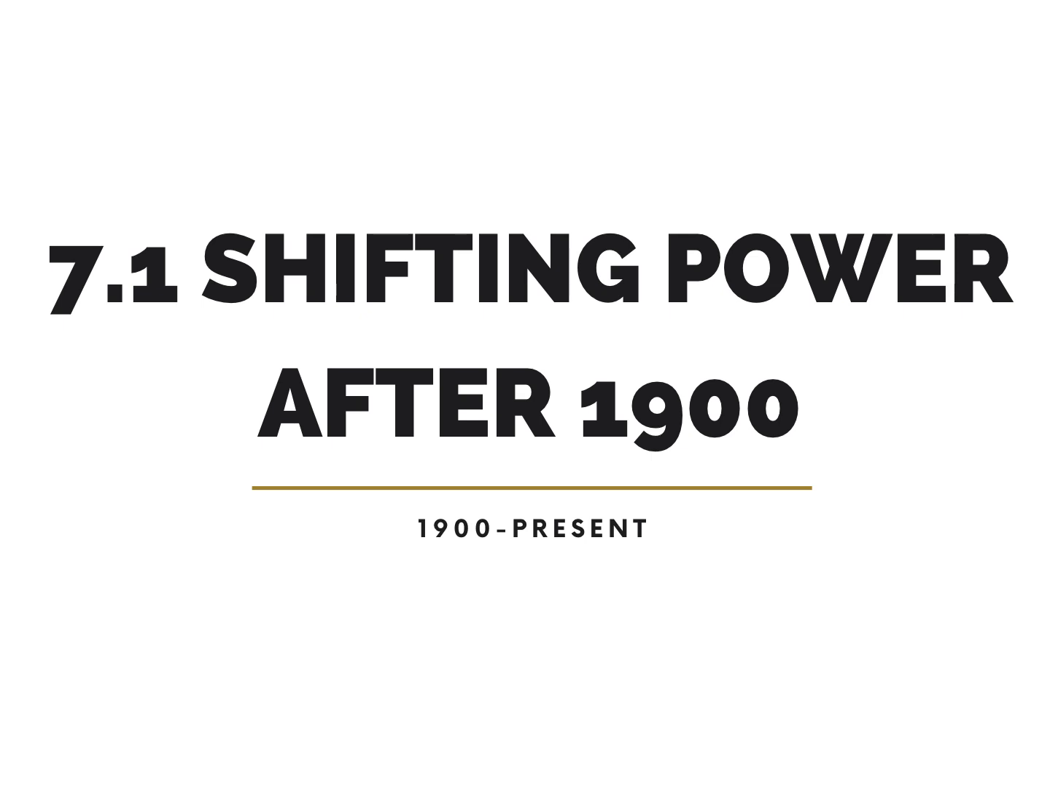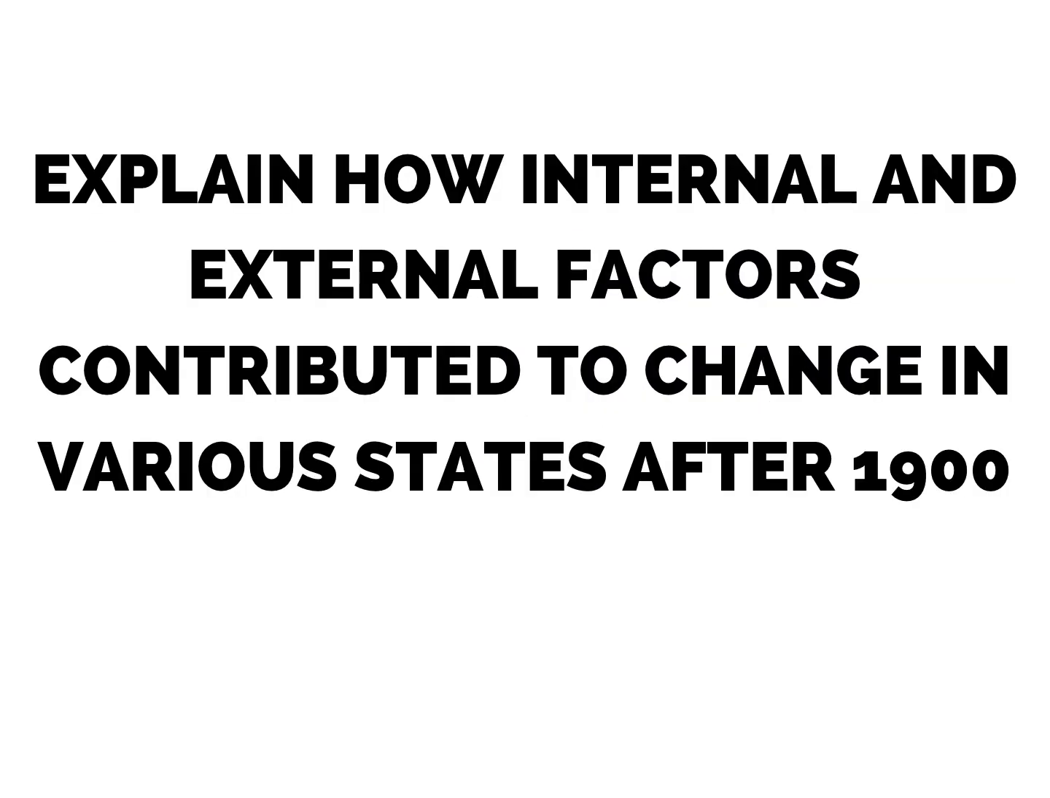The next and final time period of our course is 1900 to the present. Starting with the beginning of the 20th century gives us ample opportunities to discuss the fate of what we've dug into so much this year, the nature and fate of empire. With this first topic, shifting power after 1900, we are really interested in being able to explain how internal and external factors contributed to change in various states after 1900.